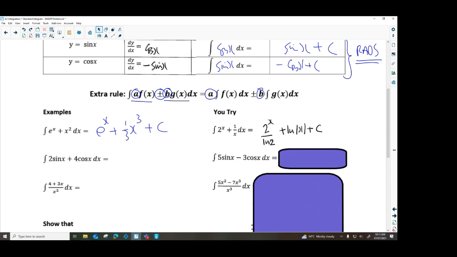Next one, the integral of 2 sine x plus 4 cos x. Well, sine integrates to give minus cos, so 2 sine x will integrate to give minus 2 cos x. Cos integrates to give sine, so 4 cos x will integrate to give 4 sine x, and then there is a plus c. You try the one on the right.